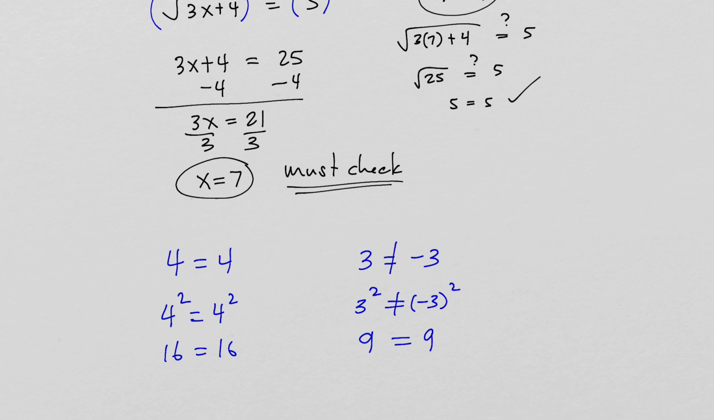And so suddenly it becomes true. So anytime you square both sides, you might be okay, or you might not be okay. And you just don't know. You don't know ahead of time. So anytime you square both sides of an equation to solve it, you have to check your answers.